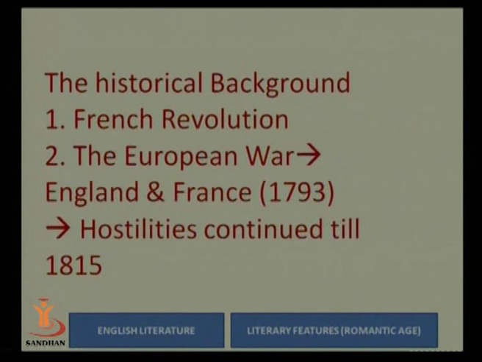The hostility between the two countries, England and France, continued till 1815, though the European War ended in 1793. But you will find the effects of the war continuing, the hostility between the two nations, which continued till 1815.